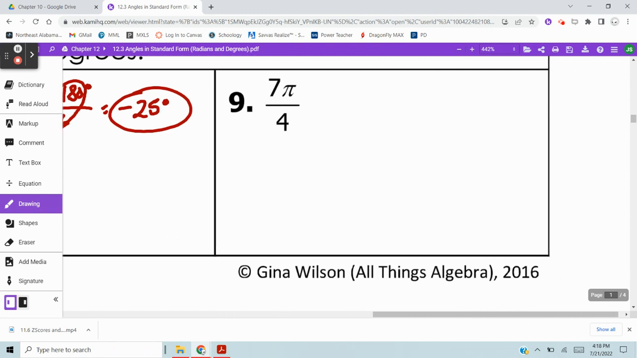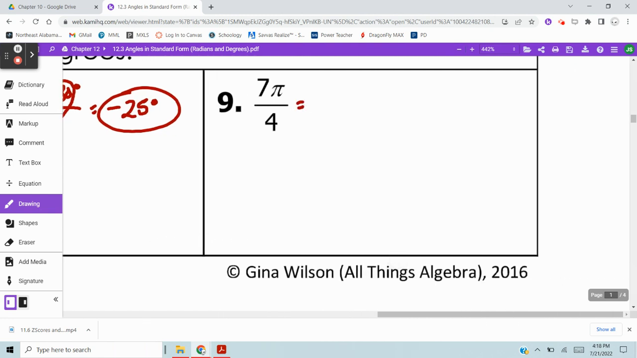And the last one of these, 7 pi over 4, would be 7 times 180 over 4. You can plug that straight into your calculator and multiply and divide by 4 if you would like to, or you can divide. Some of you will be able to divide in your head. 180 divided by 4, well, I know 180 divided by 2 is 90. So if you divide by 2 again, you get 45. So this is 7 45s, which is 315 degrees.